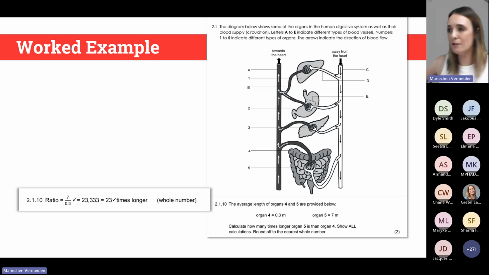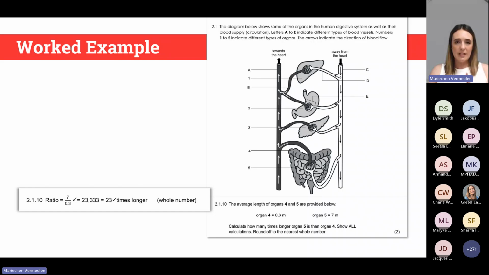It says the average length of organs 4 and 5 are provided below. Organ 4, 0.3 meters, organ 5, 7 meters. Calculate how many times longer organ 5 is than organ 4. Show the calculations and round off to the nearest whole number. And there you can see the memorandum.